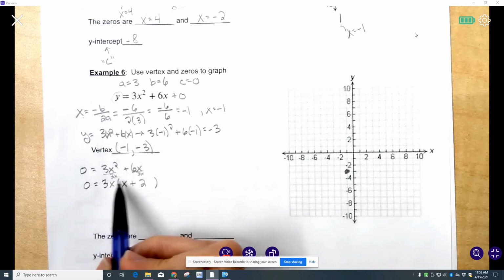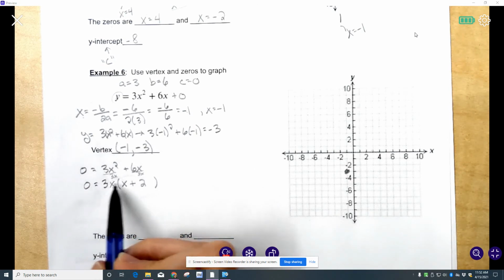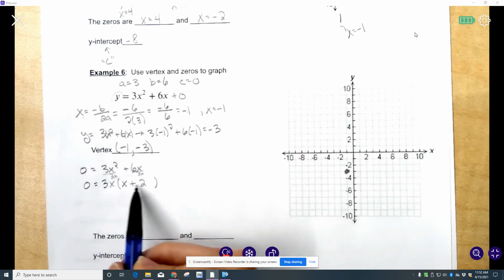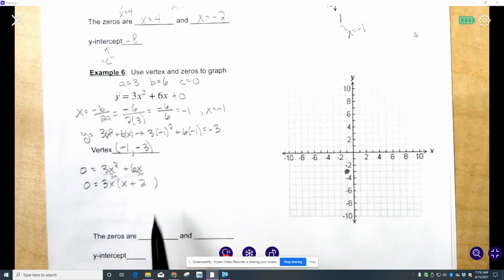Now let's check it. Do the distributive property on this. 3 times 1 is 3. x times x is x squared. Good. 3x times 2 is 6x. So remember, you can check and see if you factored it correctly.